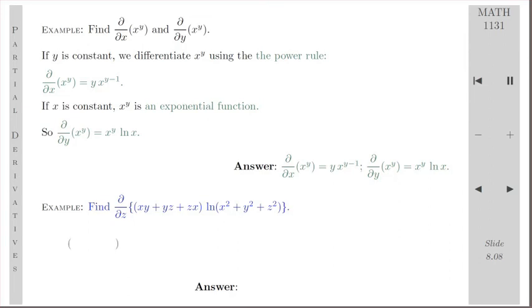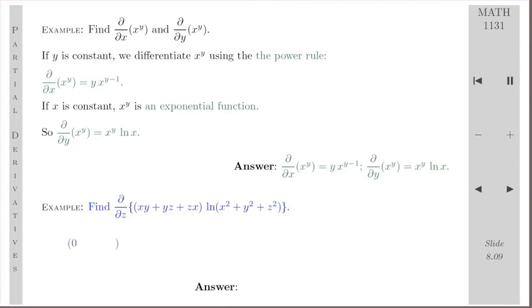I differentiate the first factor with respect to z. In that factor, I have three terms. The first term has no z in it, just x and y. So I treat that as if it's a constant. If x and y are constant, then x times y is also a constant. Its derivative with respect to z is 0.